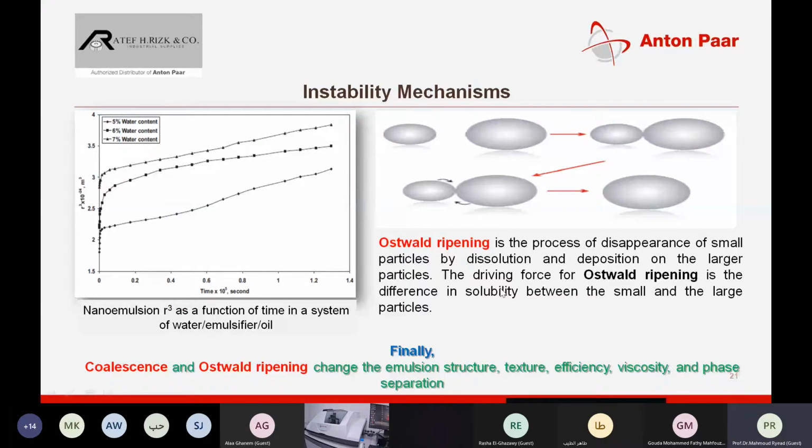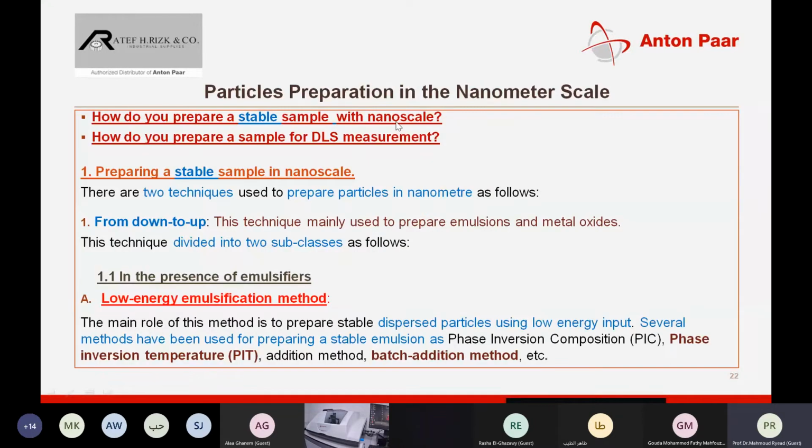Particle preparation in nanoscale. How do you prepare a stable emulsion, or how do you prepare a stable sample at nanoscale? And second question, how do you prepare a sample for the dynamic light scattering measurement? First question, preparing a stable sample in nanoscale.